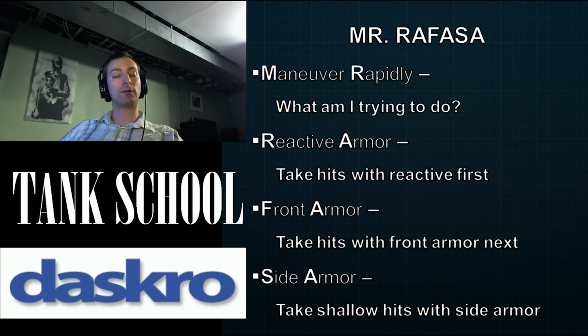Maybe it's better to be on the defensive. Maneuver rapidly. Always think about what your objective is. If you are going to be maneuvering and you are going to take some damage, you want to take the reactive armor to hit first. You want to have your reactive armor put in a way that if you're going to take damage, the reactive armor absorbs it. And when you take that damage, I want you to think back to maneuver rapidly. What are you trying to accomplish?